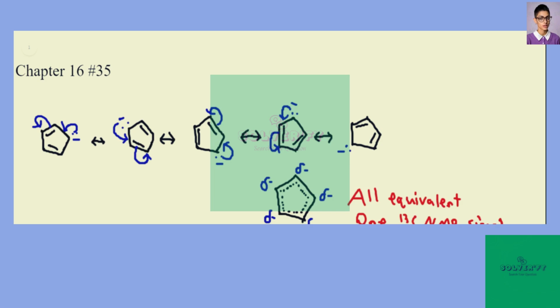And again, we got there by drawing all the possible resonance structures for this molecule. When we do that and then draw the resonance hybrid, it becomes pretty clear that all of these carbons are actually equivalent. And so that's why there's only one signal. And that's the answer to Chapter 16, problem number 35.